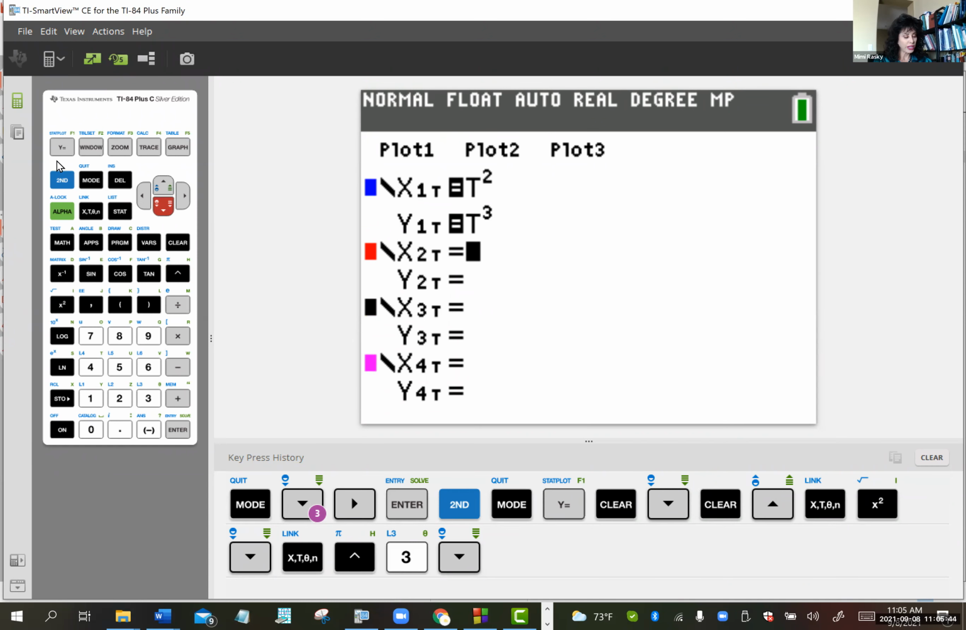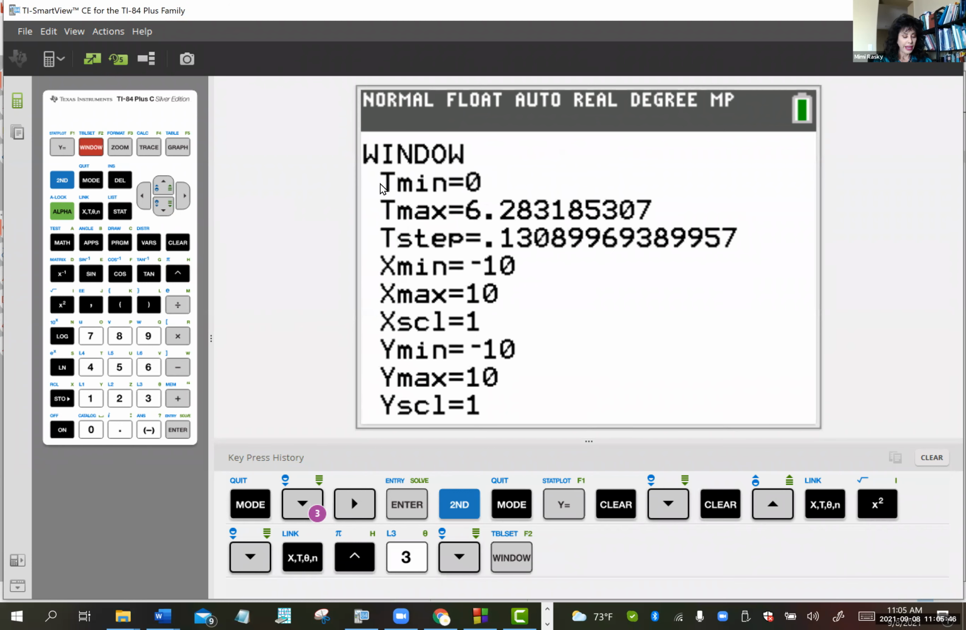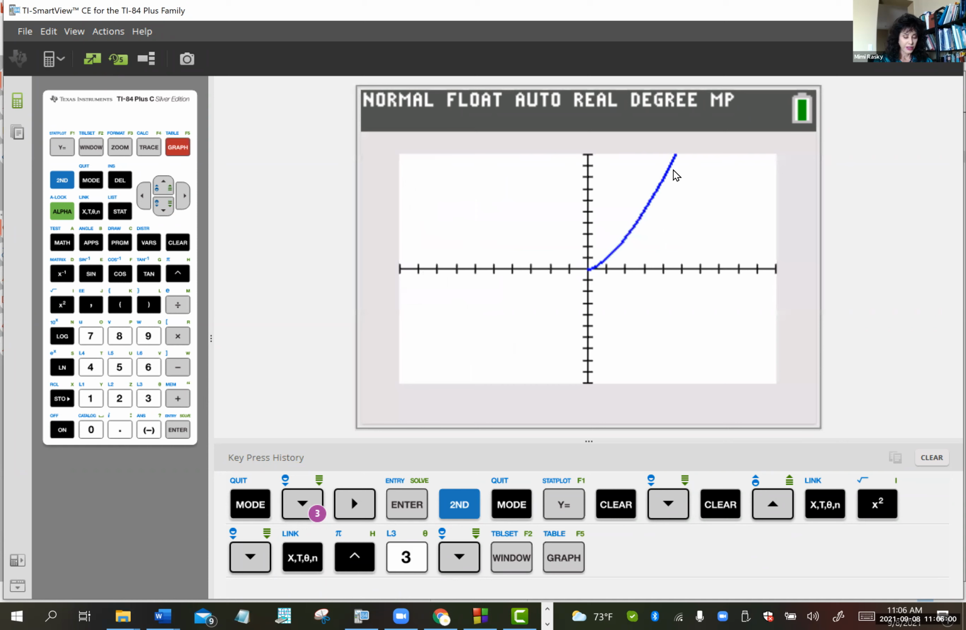So you want to go into window here, hit your window key. And right now, see where it says t minimum is 0 and t max is 6? If I use these as my range of time, and I'll even hit graph just to show you the problem. And there is a piece of it. That only gives me half the curve. Doesn't give me the whole picture. So you have to be careful.